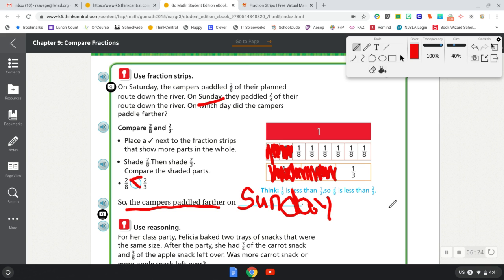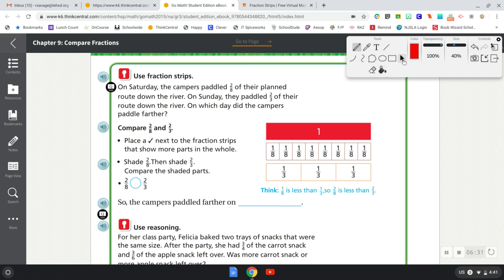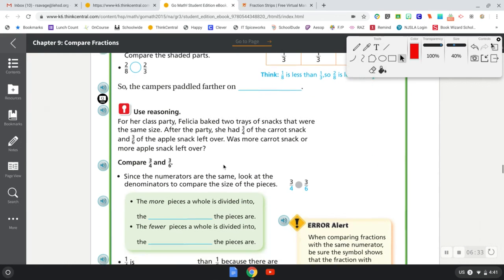Whoa, getting big and sloppy at the end there. All right, we ready to move on? Let's do it. One last problem.